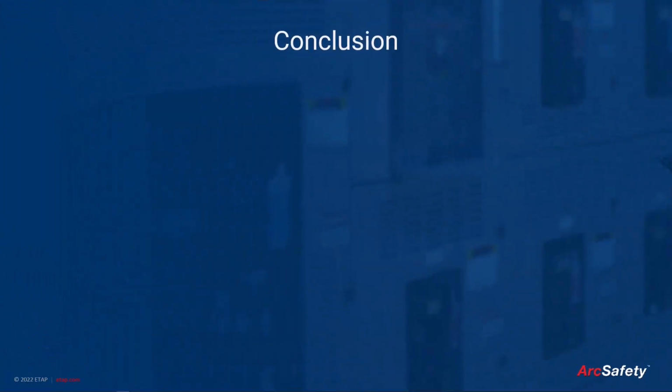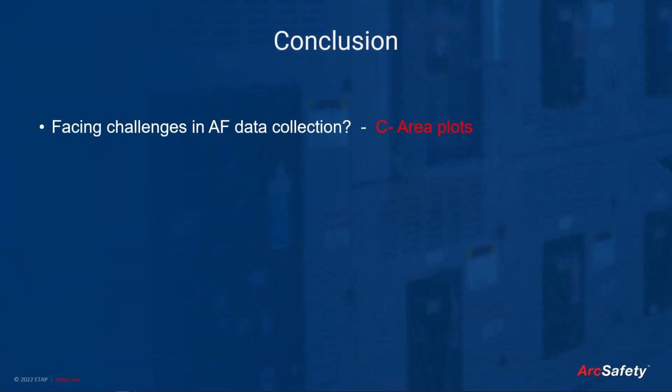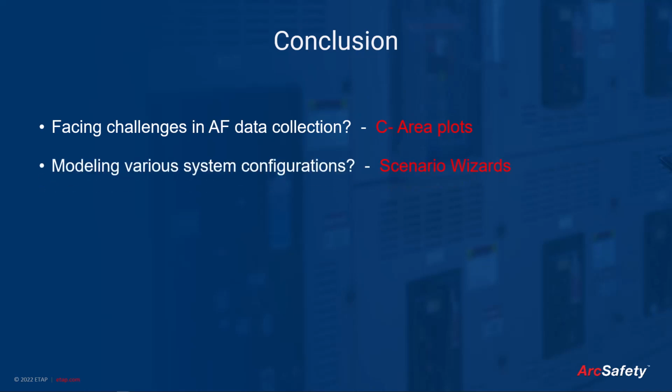As a conclusion, what are all the solutions that ETAP can offer based on different challenges and questions we have? Are you facing challenges in arc flash data collection? You have the C area plots. Have the incident energy as a function of current and time, modeling various system configurations? Yes. Main-tie-main, open transition, closed transition, maintenance mode on, maintenance mode off. You can make use of the scenario wizards available in ETAP and evaluate your worst case incident energy.